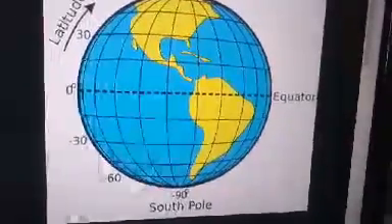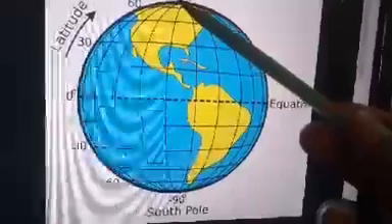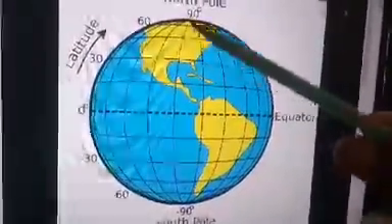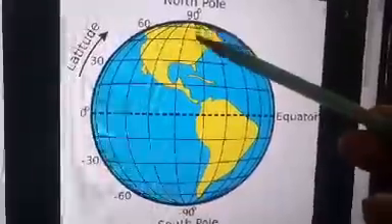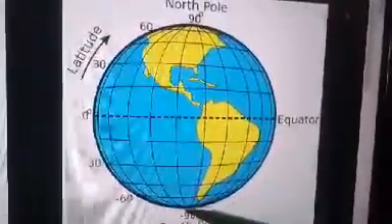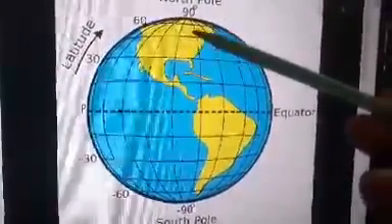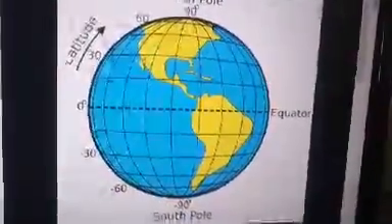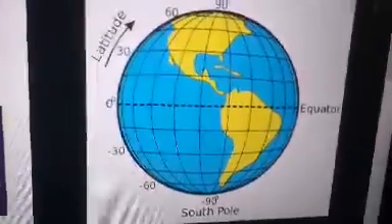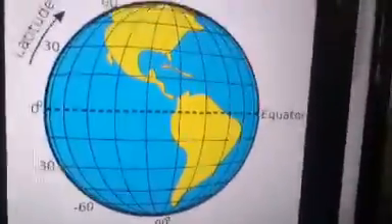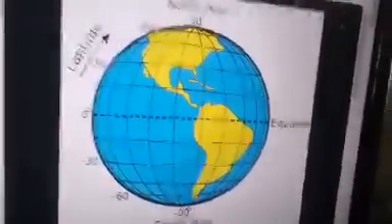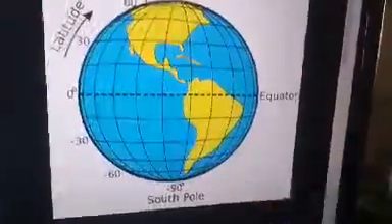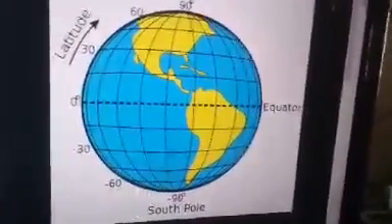Look at this picture again. This is the 90-degree North Pole and this is the South Pole. A line is drawn from the North Pole to the South Pole. Like that, you can see several lines drawn from the North Pole to the South Pole. These lines are called longitudes.